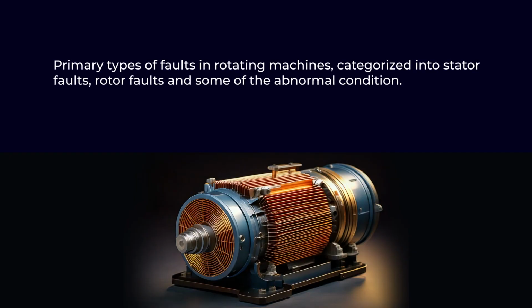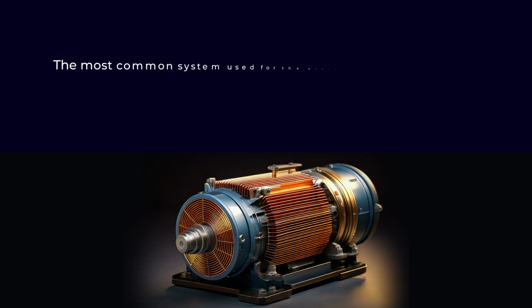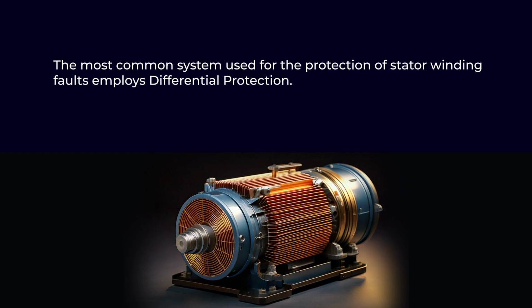The primary types of faults in rotating machines are categorized into stator faults, rotor faults and some abnormal conditions. Mostly, stator winding faults are protected, because they are very dangerous, with the help of the differential protection technique. Differential protection, we already know, is based on the circulating current principle, but it is general practice to use neutral resistance earthing in order to avoid the adverse effect of earth fault current.